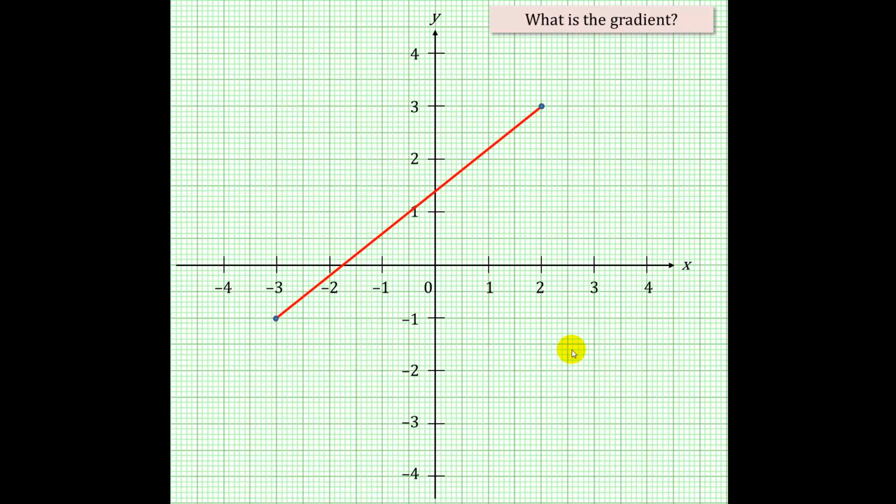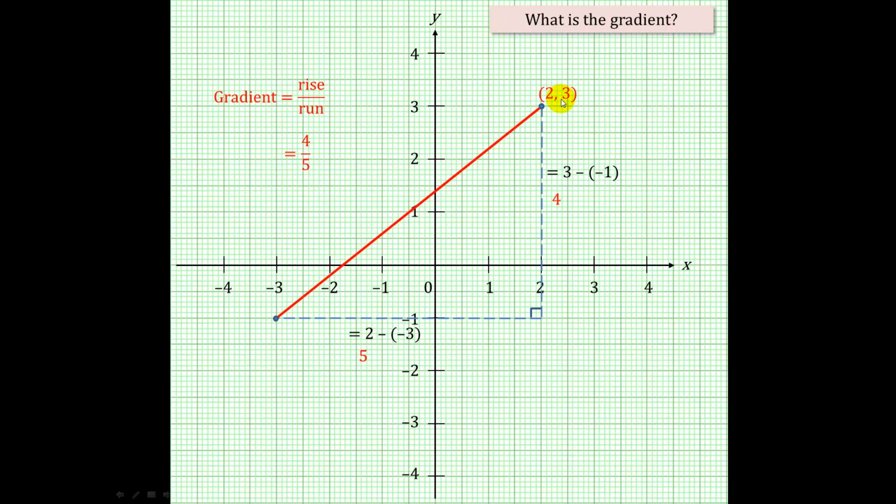How do we find the gradients of a line segment here? First, we need to find the rise and then the run. In order to find the rise here, we shall use the bigger number minus the smaller number, which is 3 minus negative 1. And the answer is 4. The length of the run here is 2 minus negative 3, which is 5. Since gradient is equals to rise over run, it is equals to 4 over 5.